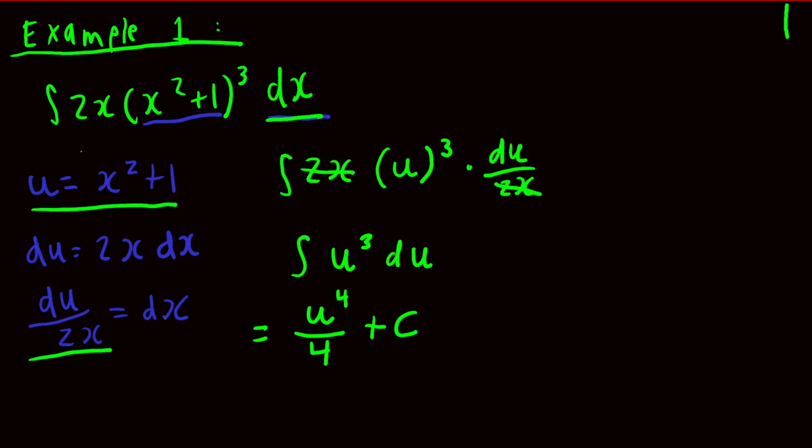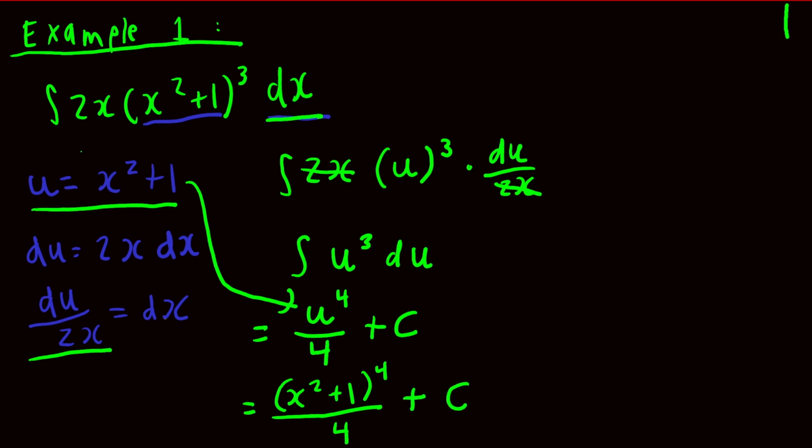And now we just plug this u back in because they gave us x. We can't just give them a u. So we're going to put it back into x. So this would be (x squared plus 1) to the fourth over 4, and then plus c. Alright, so first try, guys, and you already did such a good job. Alright, so let's move on to the next question.